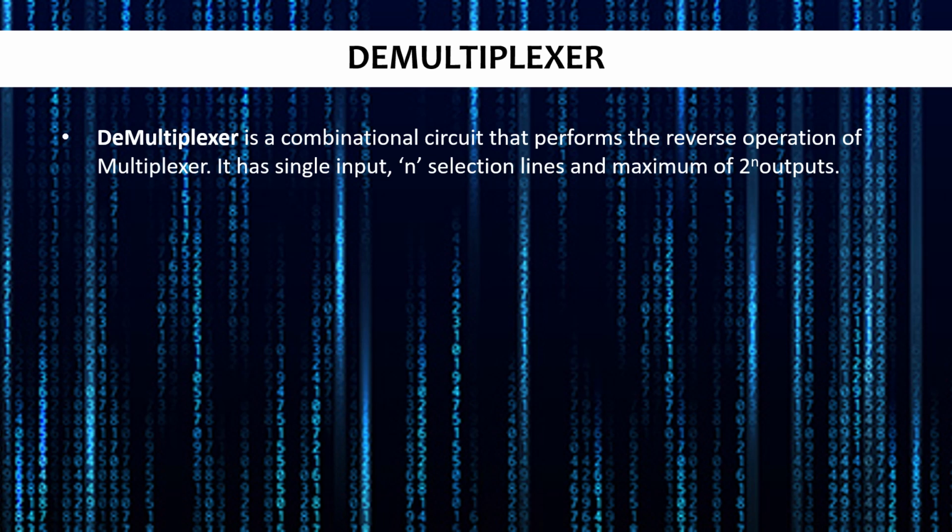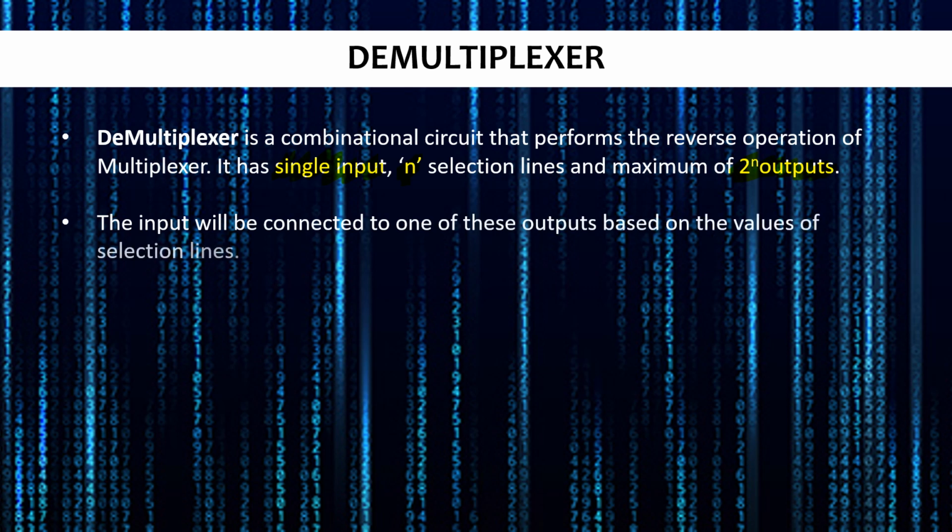Here we have the single input and n selection lines. It can be any number, like 2 or 4 selection lines, and based on the selection lines we decide the total number of outputs. So just like the multiplexer, the reverse process takes place in the demultiplexer. The input will be connected to one of these outputs based on the value of the selection lines. First it will check the values of the selection lines, and based on that it will decide which output line should be selected or activated.